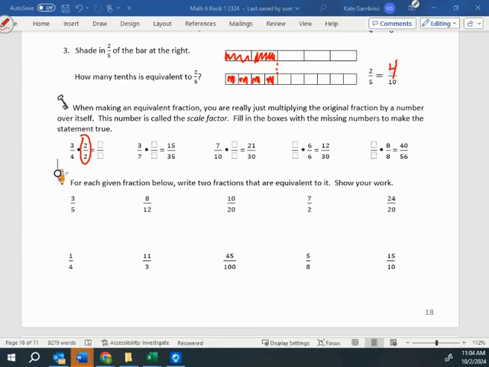James? 6/8. 6 eighths. 3 times 2 is 6. 4 times 2 is 8. Our next one, we have our first fraction 3/7. We know it's equivalent to 15/35. What's the scale factor that I multiplied by, Maddie? 5 over 5. So I know 3 times 5 is 15. 7 times 5 is 35.